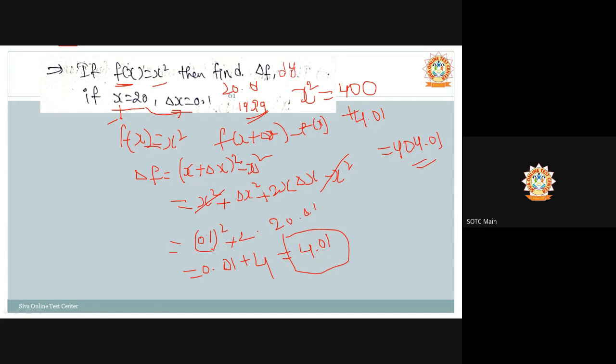So let us suppose not 20.01, I think it is 20.1 only, it is 0.1. If you subtract this, it will become 19.9. So 19.9 whole square means it is 400 minus 4.01, like that, right? So that is your del f.